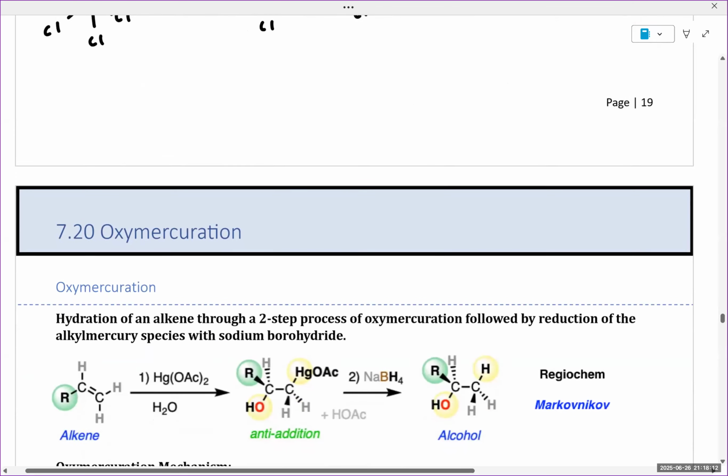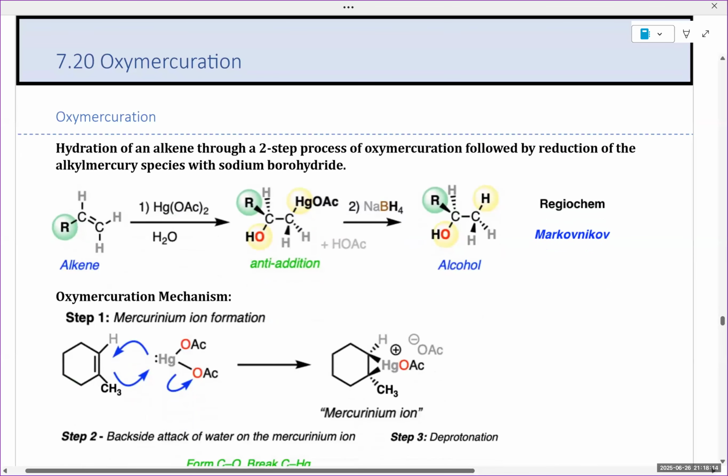Okay, let's keep going now. And let's talk about another class of reaction that goes through a three-membered ring intermediate. Here we're going to be talking about oxymercuration. So hydration of an alkene through a two-step process of oxymercuration followed by reduction. So we can take an alkene, treat it with mercury acetate and water.